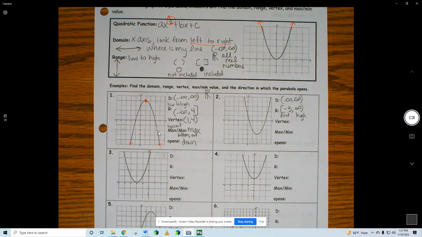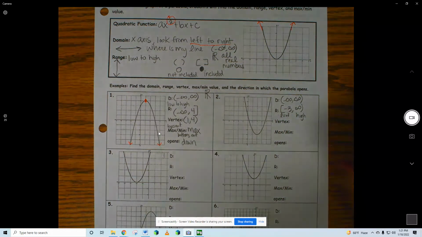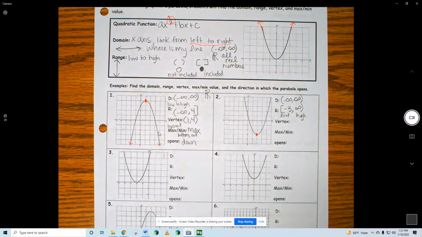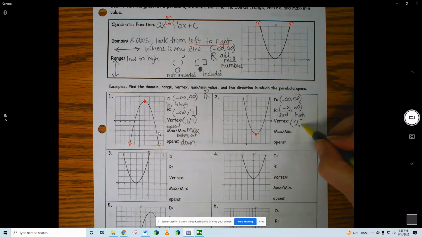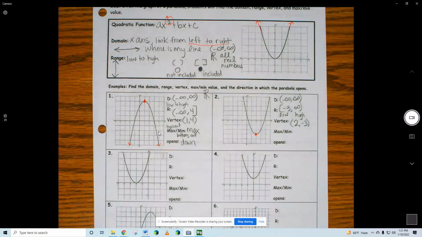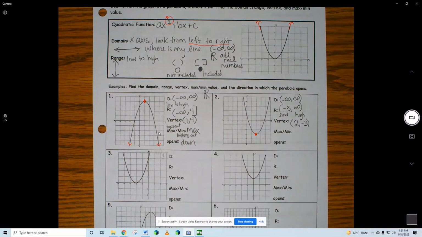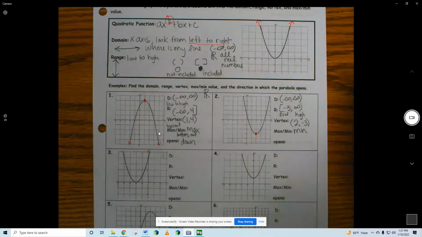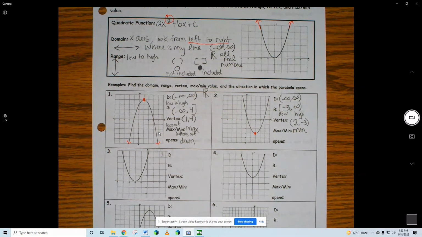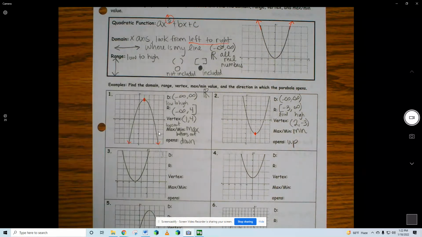My vertex is an ordered pair. What is the vertex? Someone knew. 2, comma. Easy. Is this easy, you guys? Oh, awesome. This has a low minimum. It bottoms out. Minimum. And does it open up or down? Up. Easy, right?